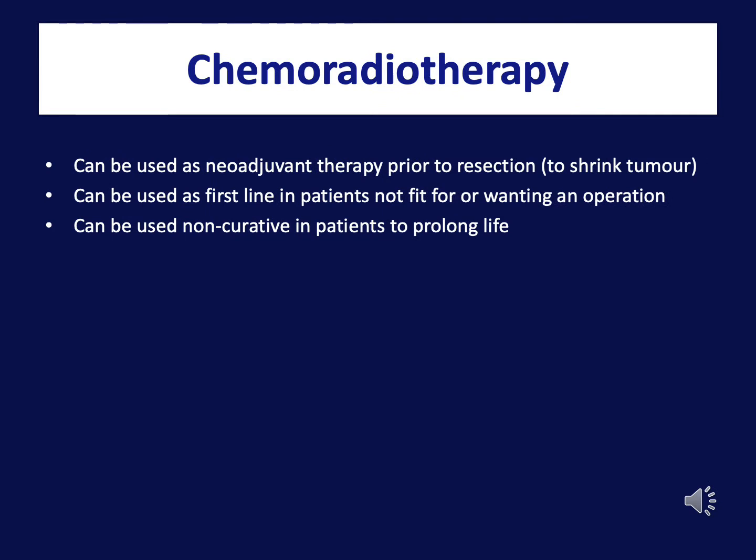So, chemoradiotherapy can be used as neoadjuvant, as a precursor to curative esophagectomy. Shrink the tumor down and then chop it out. It can be used in the first line for patients who are not fit for an operation or not wanting an operation, and also it can be used in non-curative patients to prolong life.